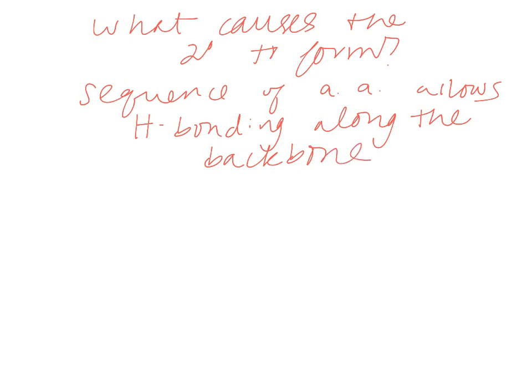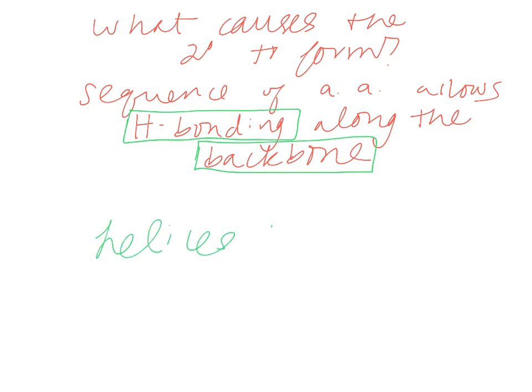Okay, so the key part here is hydrogen bonding. That is the primary interaction that stabilizes secondary structure. And it's hydrogen bonding only with the backbone atoms. So this is your NCC, NCC, NCC, NCC. Side chains do not play any part in this whatsoever. And again, we're going to talk about two kinds, helices and the sheets. So let's start with the helices.